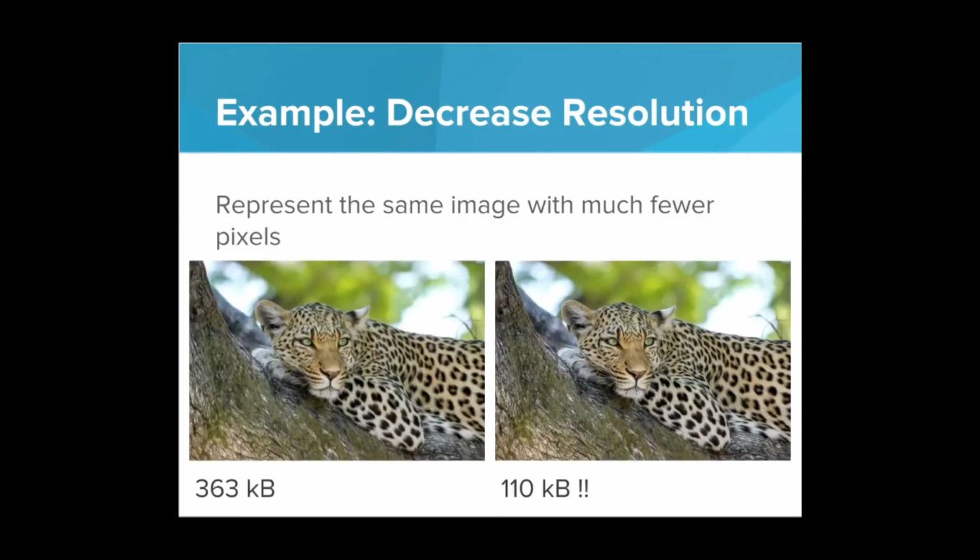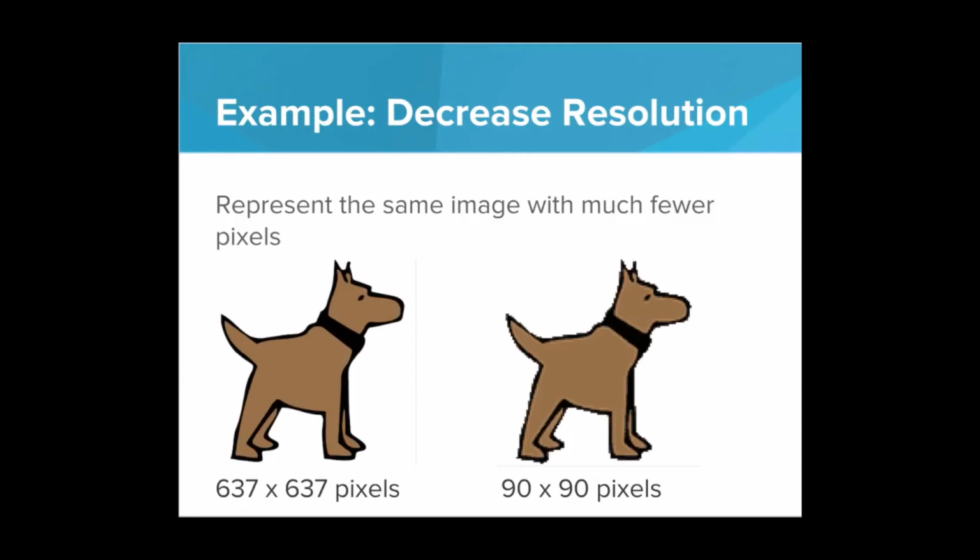We see this all the time. For example, we can do it with the Leopard image, and we can see that we can represent the same image with fewer pixels, and it still looks pretty good. We can do this with Karel as well. So the Karel on the left has 637 by 637 pixels, while the Karel on the right is only 90 by 90 pixels. And we can see we've lost some quality.